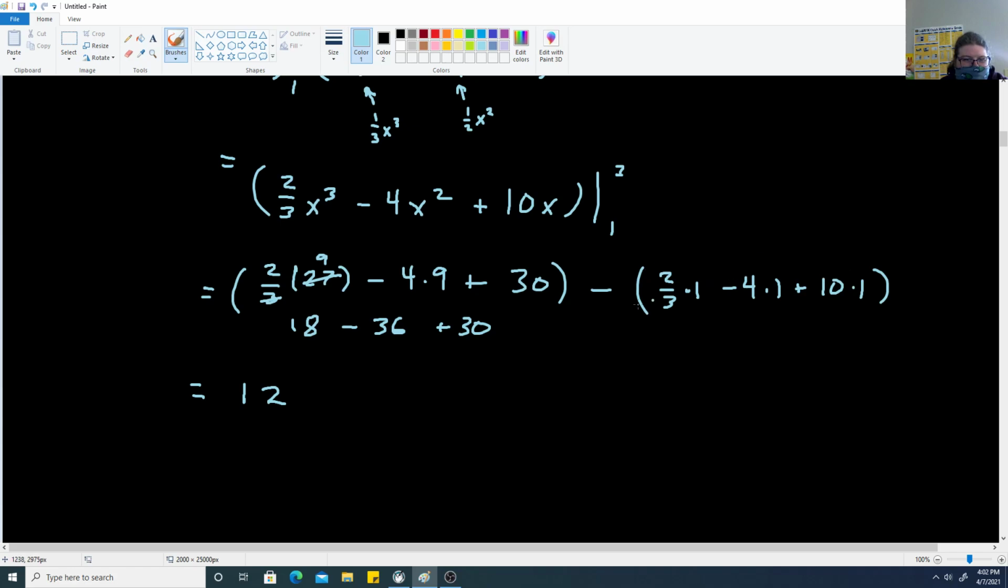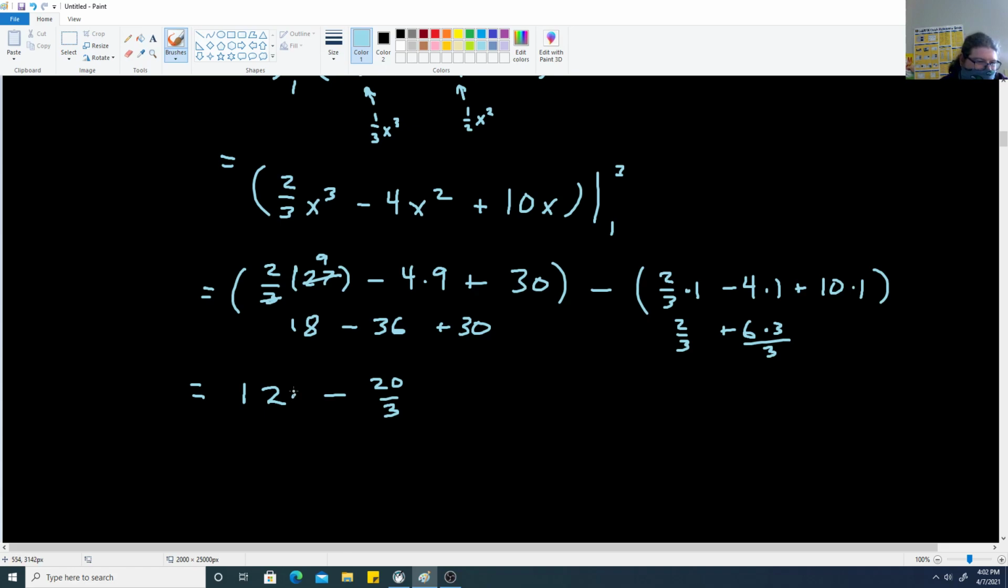Over on this side, let's see, what do we have? Minus, we got a 2/3. Negative 4 times 1 is negative 4. Negative 4 plus 10 is plus 6. I need to get 6 in terms of thirds, so I multiply it by 3 over 3. That's 18 thirds. 18 thirds plus 2/3 is 20 thirds.